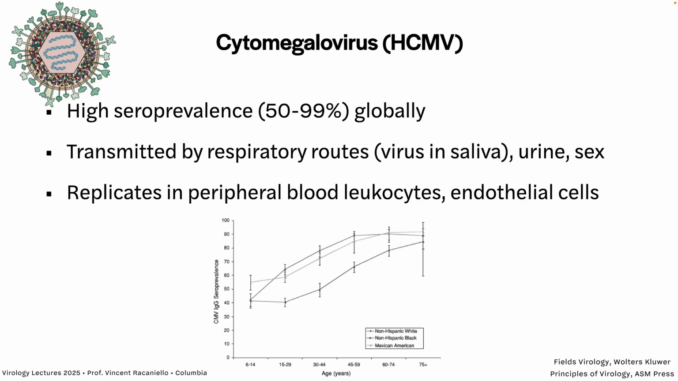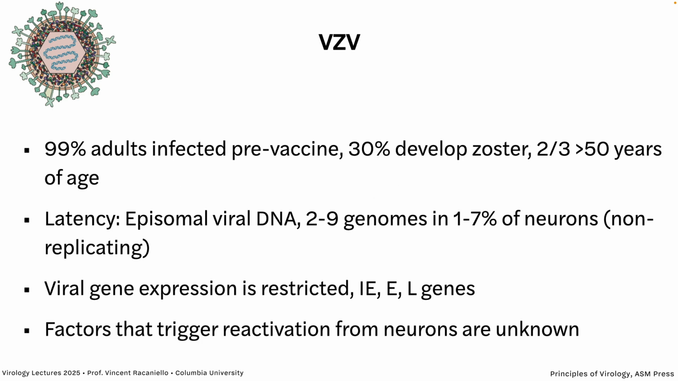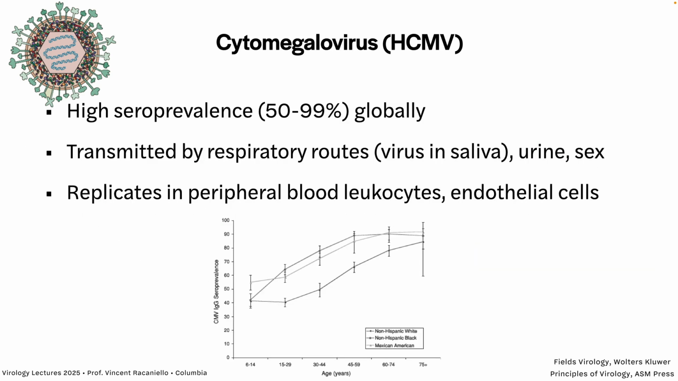Really good. Cytomegalovirus, the next herpes virus. Again, high seroprevalence. This is a chart of seroprevalence by antibody, by years of age. You see the seroprevalence goes up. These are non-Hispanic whites, non-Hispanic blacks, and Mexican Americans. It differs early on, but eventually converges at a very high seropositivity. This one is transmitted by respiratory routes, virus in saliva. Again, your parents kissing you. It's also shed in urine and can be spread by sex as well.